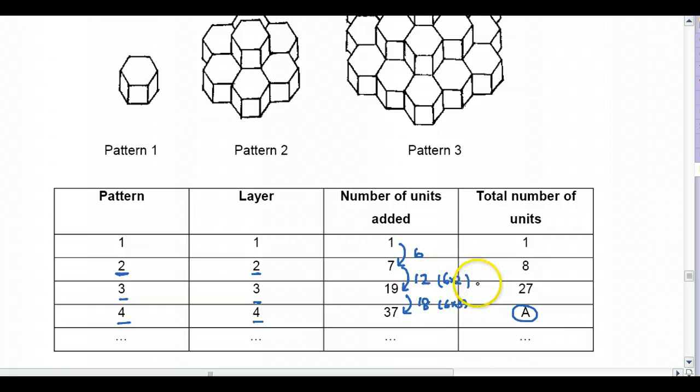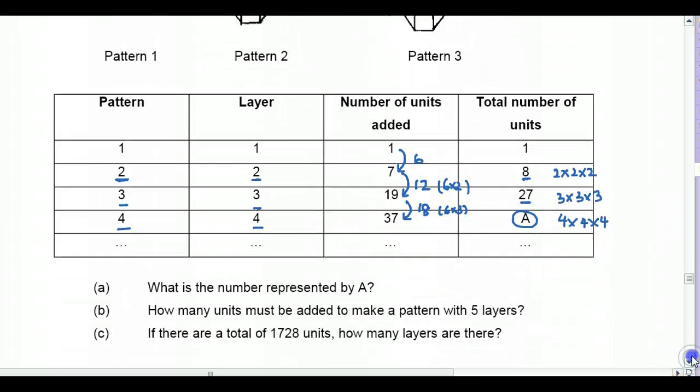Okay, now let's look at the number of units. Second layer I have 8. Third layer I have 27. What do you think is fourth layer? You realize this is 2 times 2 times 2. 3 times 3 times 3. For pattern number layer 3 or pattern 3. So layer 4 will be 4 times 4 times 4. So answer is 64.